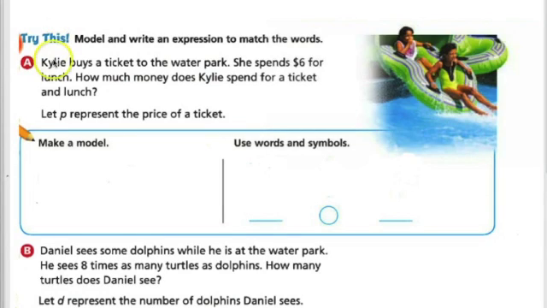Let's look at another example. We're going to model and write an expression to match these words. Kylie buys a ticket to the water park.